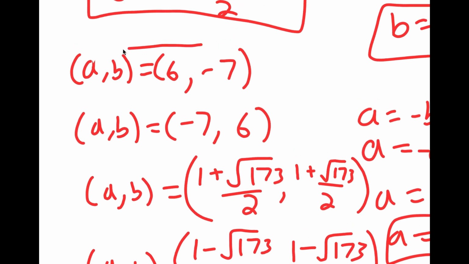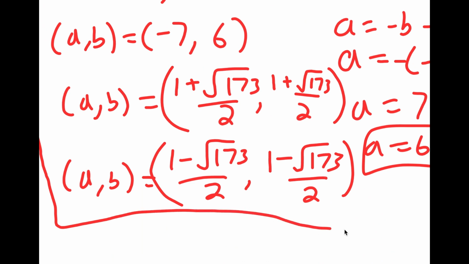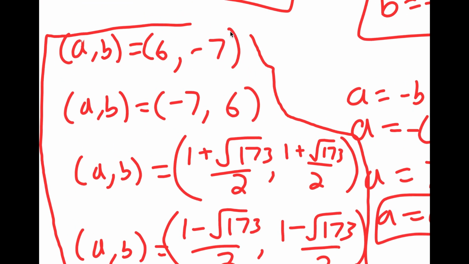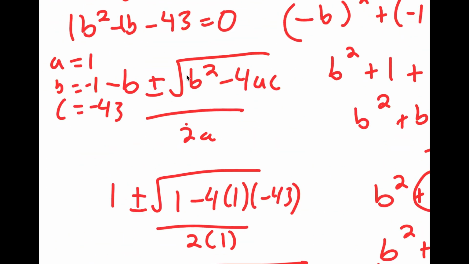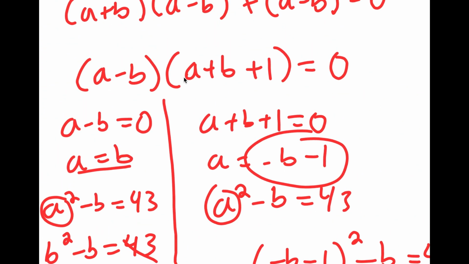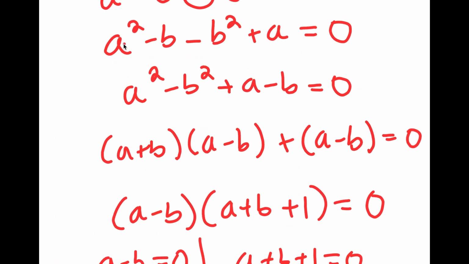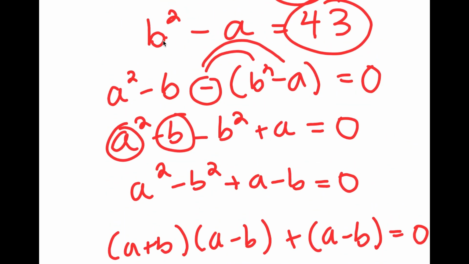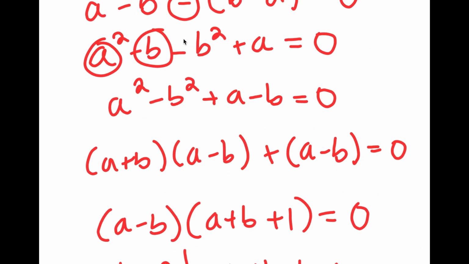So these are our 4 solutions to the system of equations. And remember, a system of equations always has the value of one variable and another variable, so it's not just one single answer.